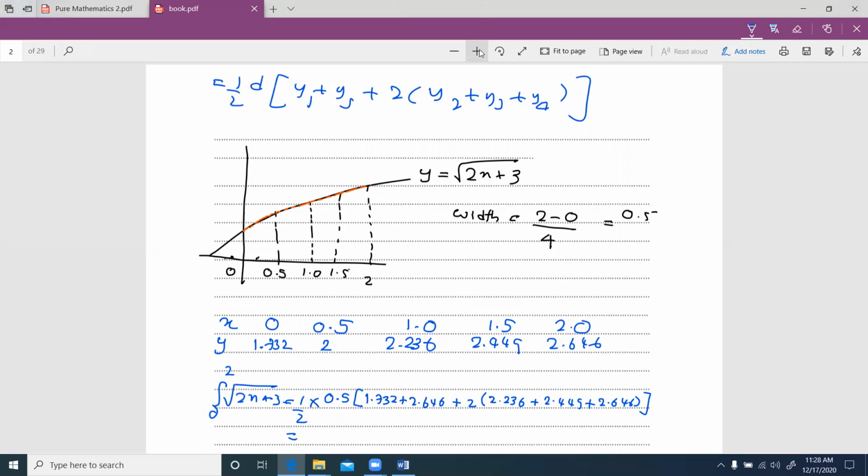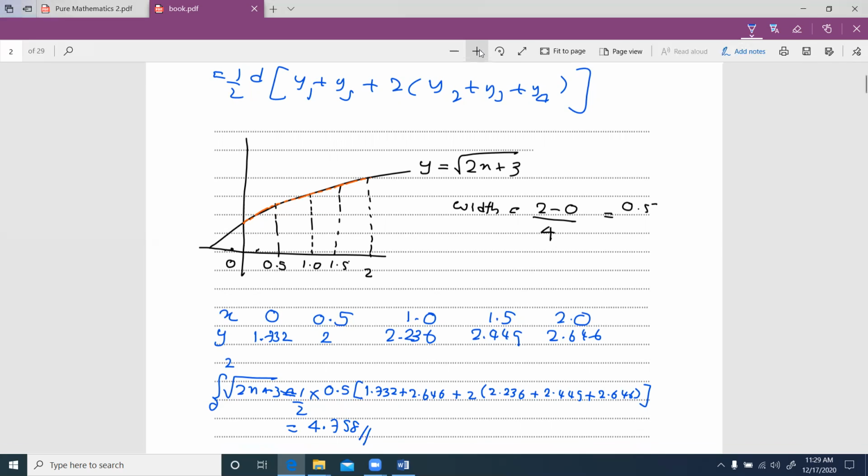When you work this out, you have to write it as approximate, because the trapezium rule gives you an approximated answer for this integration. Then 0.5 into 0.5 into first y coordinate 1.732 plus 2.646 plus 2 times 2.236 plus 2.445 plus 2.646, close bracket. Then you get the answer as 4.758. 4.758 is the final answer for that. That's a way of doing this kind of question.